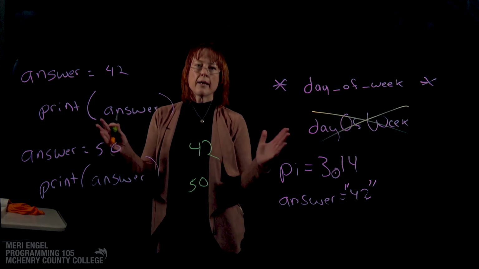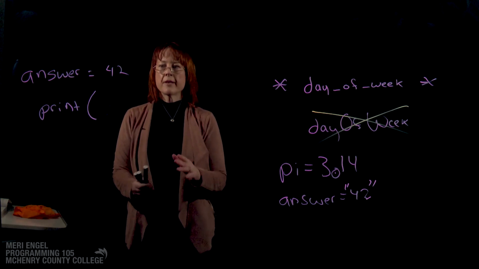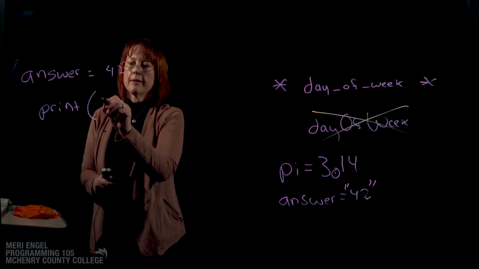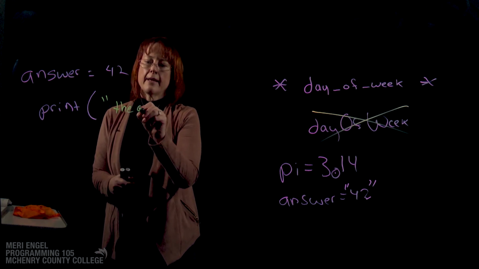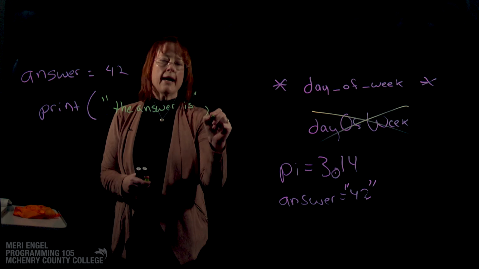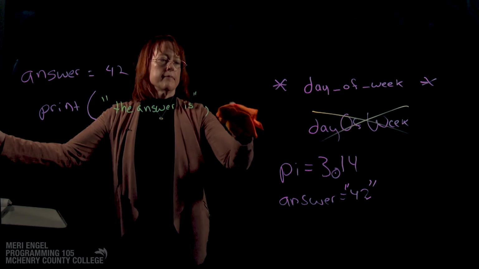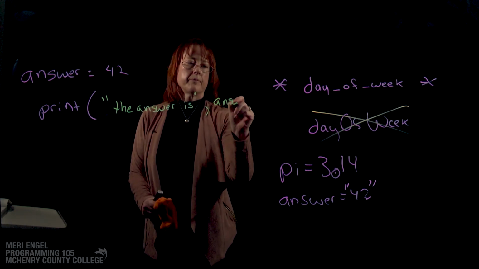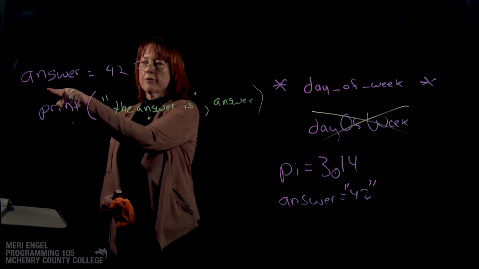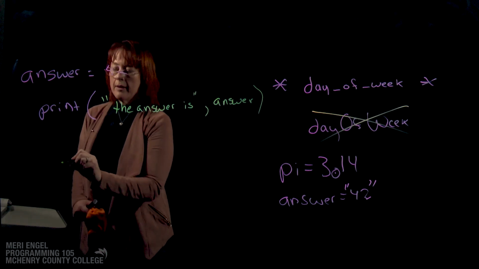If we were to concatenate things, we might print. So if we want to combine this with some static text, we could print "the answer is", in quotes, and then we could put a comma, and we could put in answer. And this is allowed, and this will work. This is not in quotes because it's referring to the variable name answer, and it will print what's stored in here. This works.